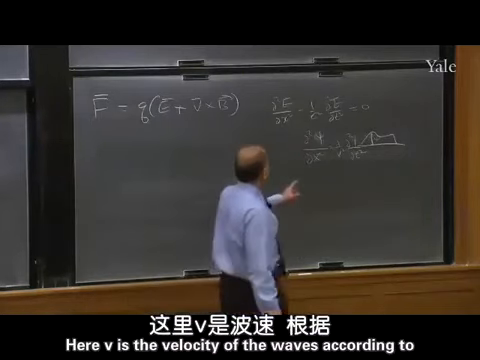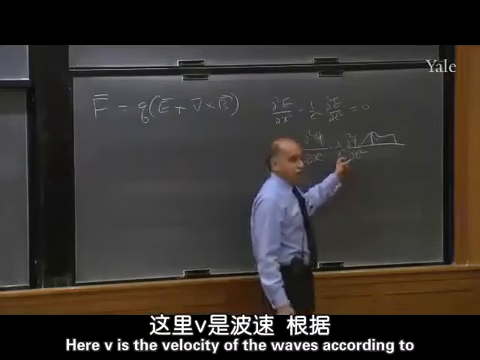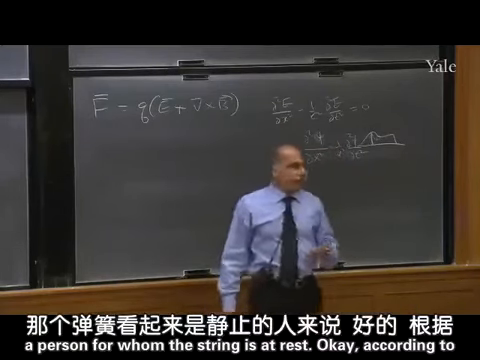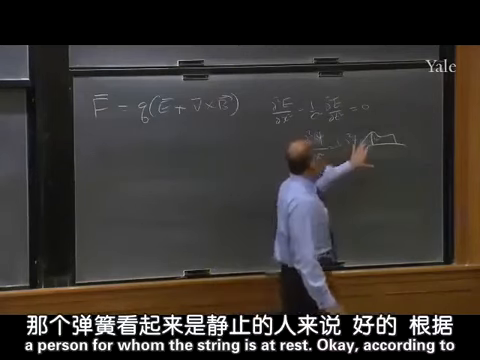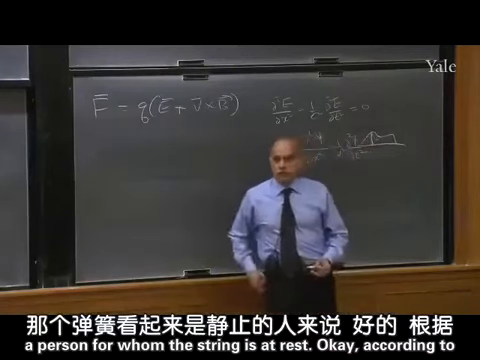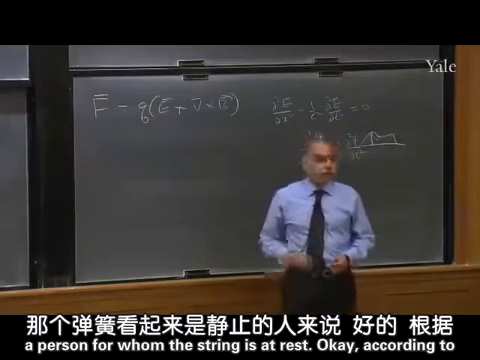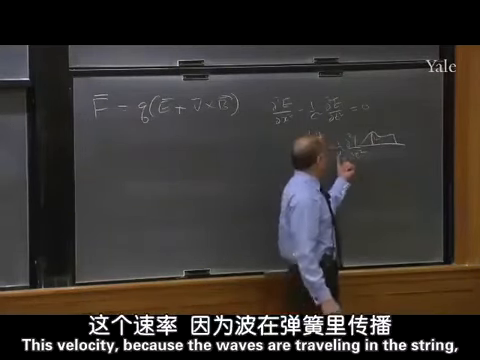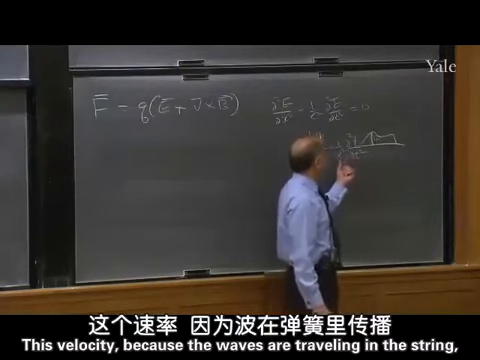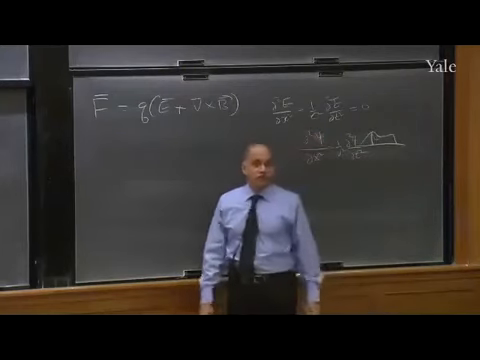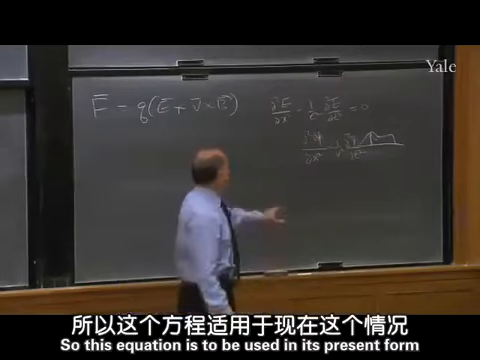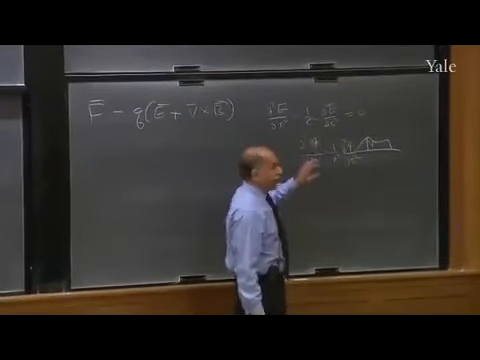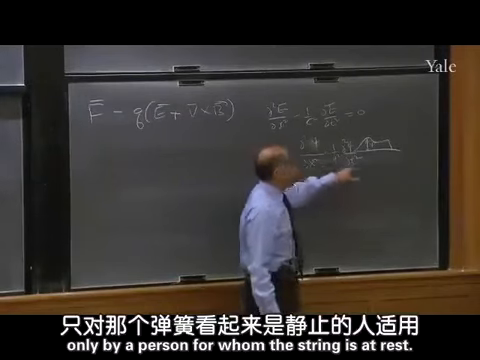Here, v is the velocity of the waves according to a person for whom the string is at rest. According to whom the string is at rest. You understand that? This velocity, because the waves are traveling in the string at a speed v. So this equation is to be used in its present form only by a person for whom the string is at rest.